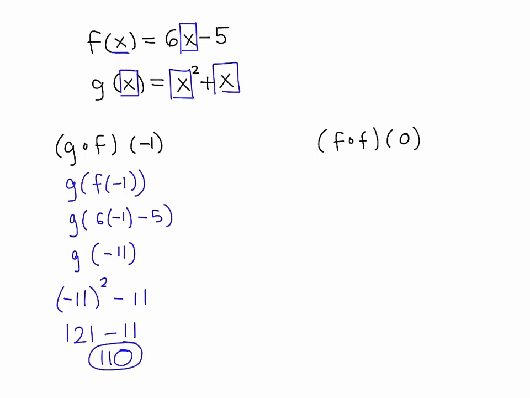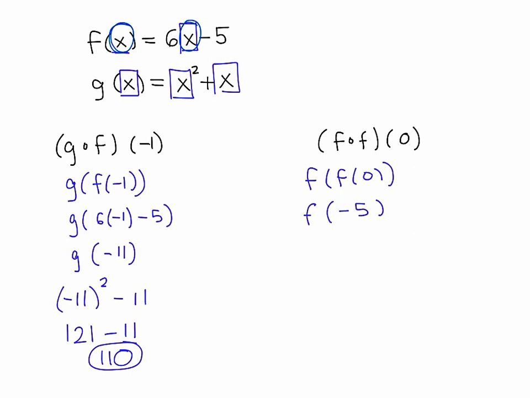For the question on the right side, we have f of 0. So when we plug in the 0 for all of the x values, so now all x values are going to be 0. So we have f of 6 times 0 is just a 0, so negative 5. So now we have f of negative 5.